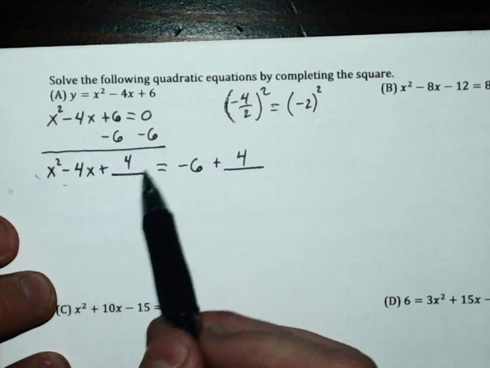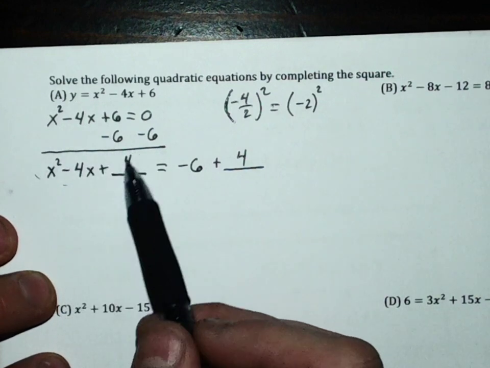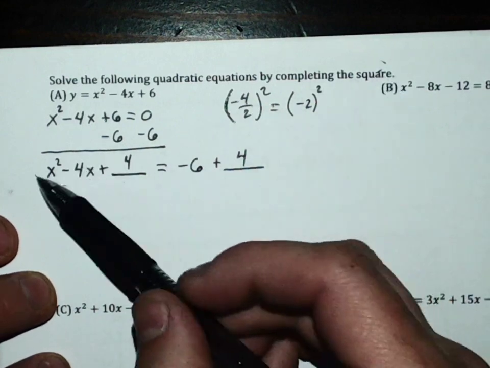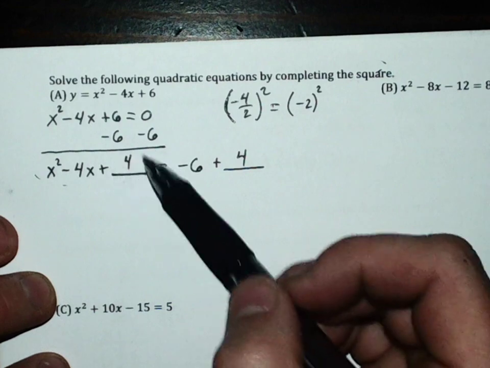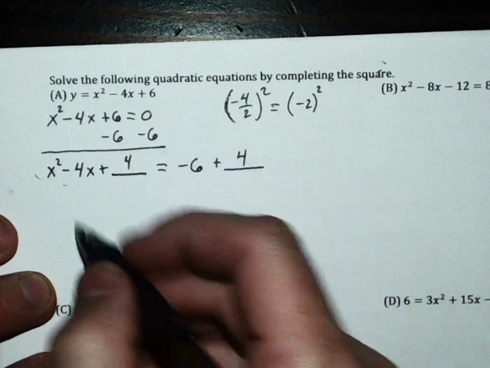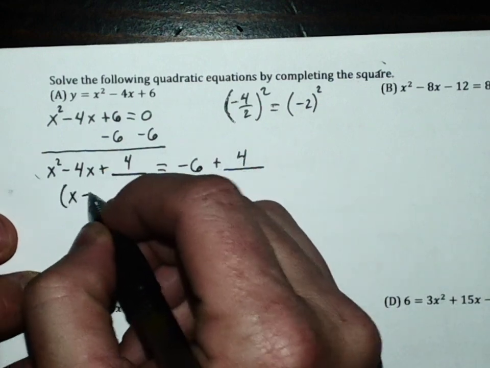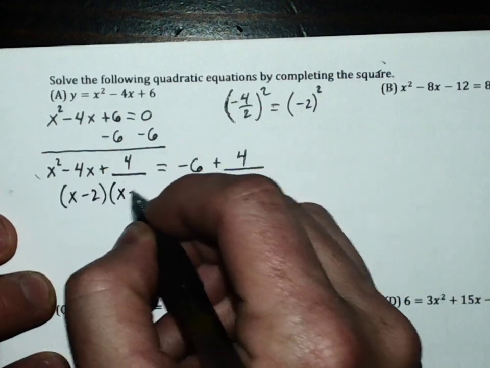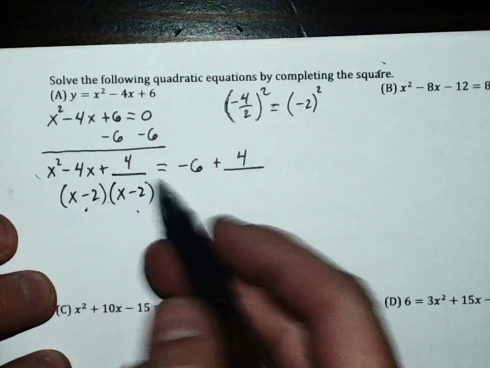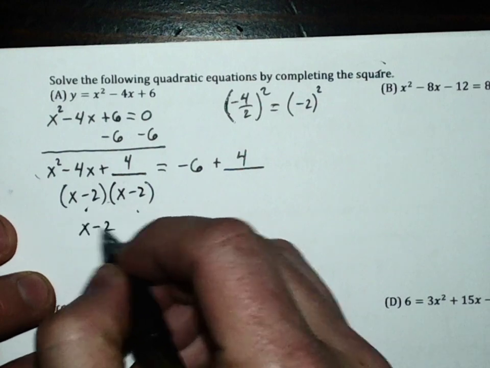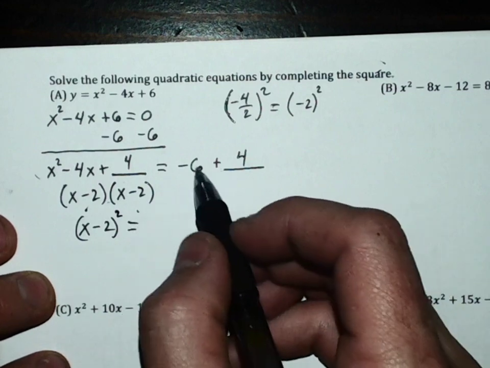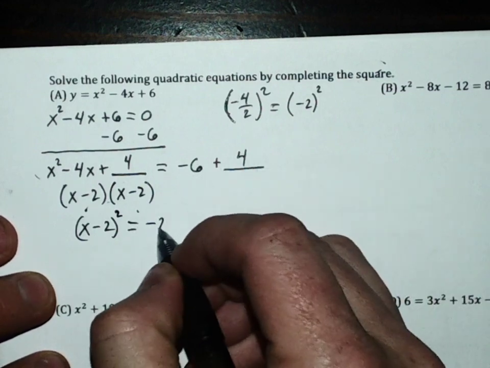Now we have to look over at this side. Again, we completed the square. This has now become a perfect square. What multiplies to 4 but adds to negative 4? The answer is negative 2 and another negative 2. But x minus 2 times x minus 2, that's a square. So we can write this as x minus 2 squared. What does this x minus 2 squared equal? Well, it equals negative 6 plus 4, which is negative 2.